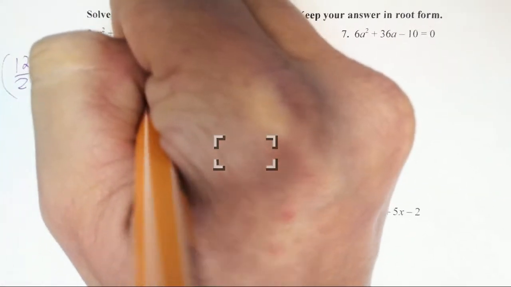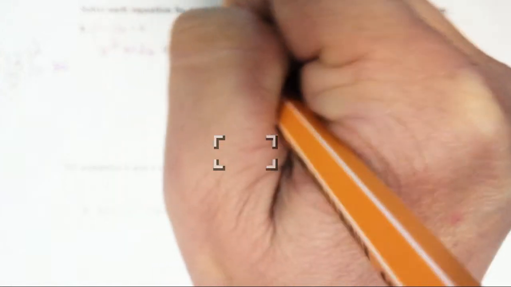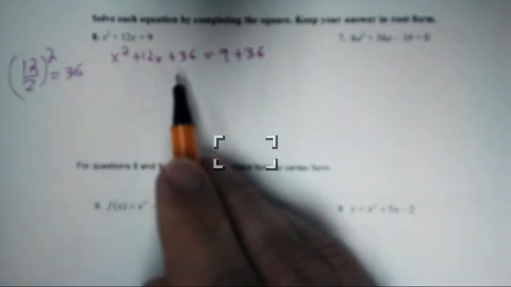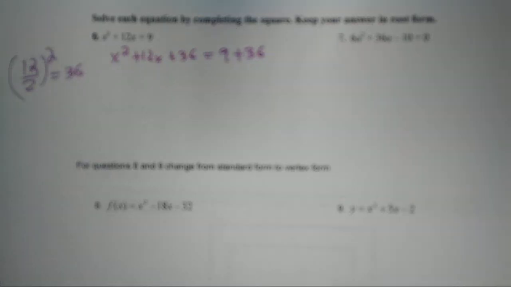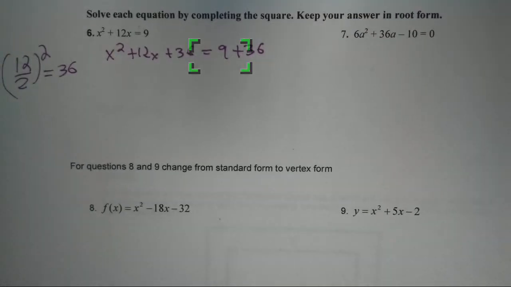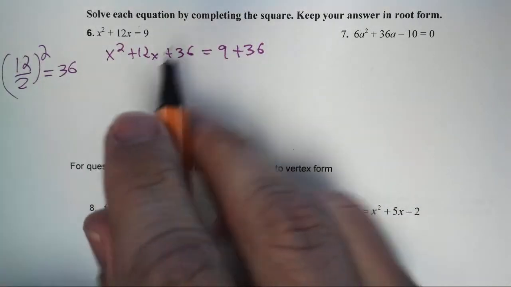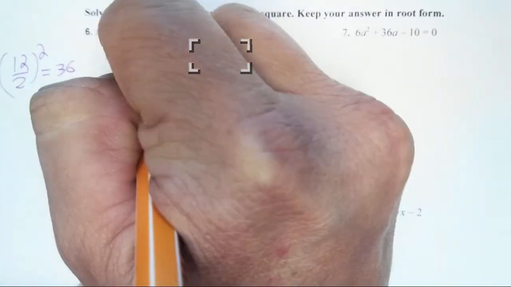So we're going to put a 36 on the left and the right. So x squared plus 12x plus 36 equals 9 plus 36. Because I put a 36 on the left, I have to put one on the right as well. So now the whole point of completing the square is so that we can factor it when we're done. To factor it, we can use a diamond, or the shortcut is you just take the square roots. So square root of x squared is x, square root of 36 is 6, so x plus 6 squared is equal to 9 plus 36, which is 45.